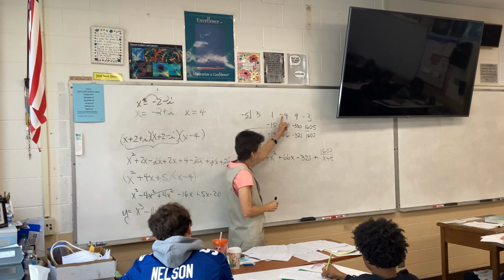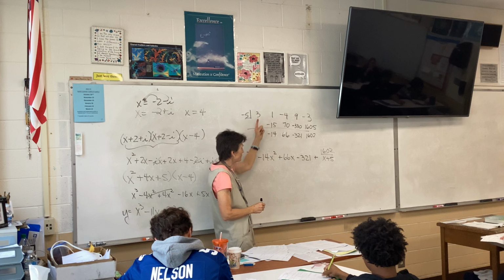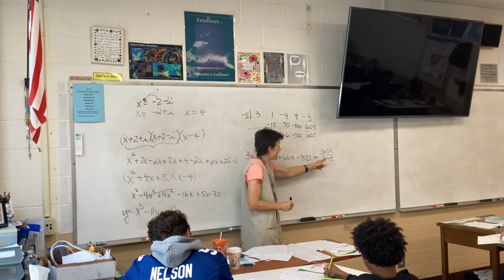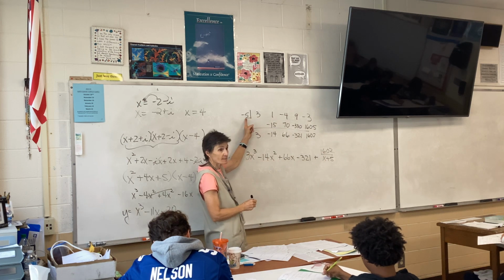Vocabulary: this thing that we started with is called the dividend. This guy right here is called the quotient. That's the remainder, and this is the divisor.